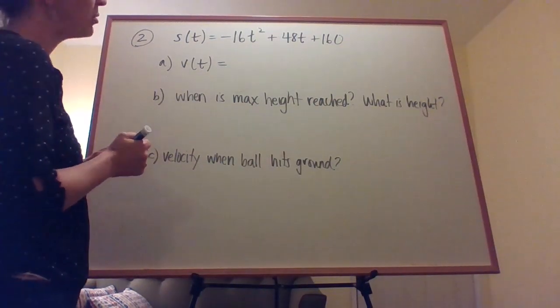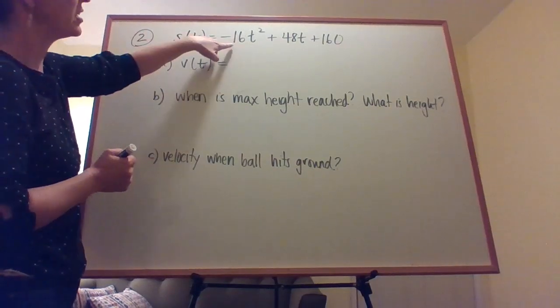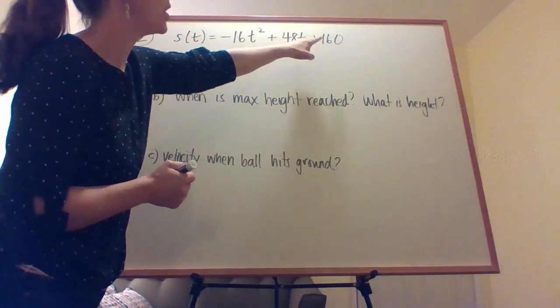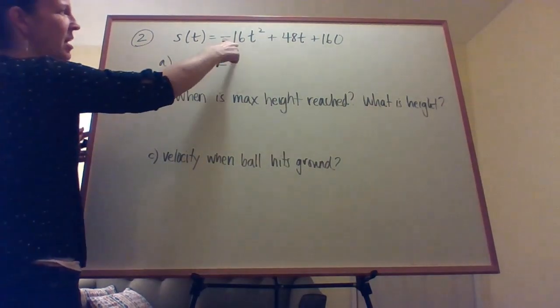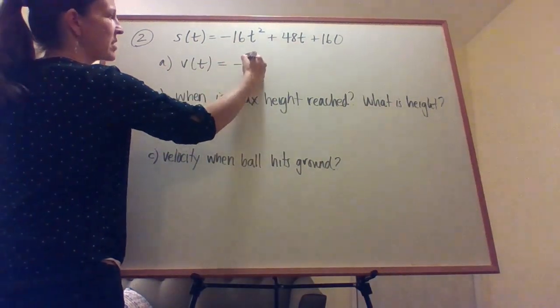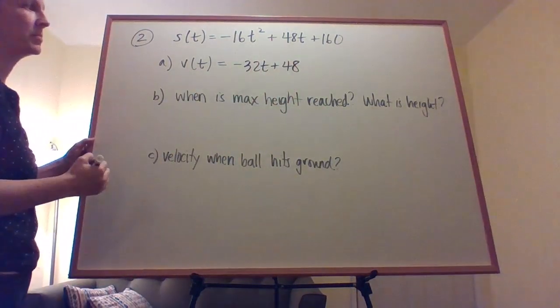Okay guys, this is problem number 2. We had our height function as negative 16t squared plus 48t plus 160. In part A, you're asked to find the velocity. That means I'm taking the derivative. That's going to be negative 32t plus 48.